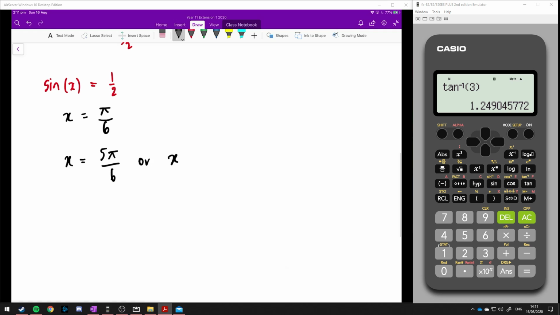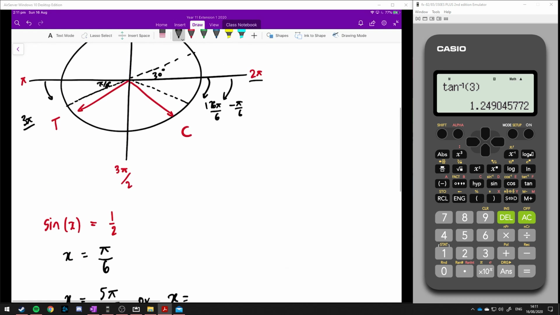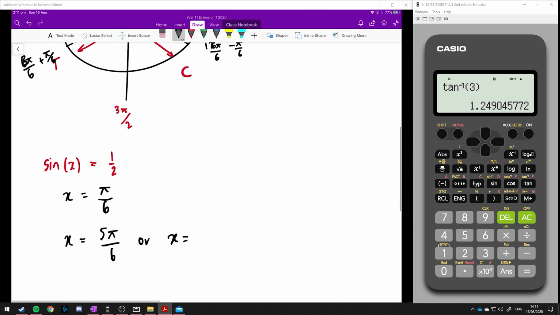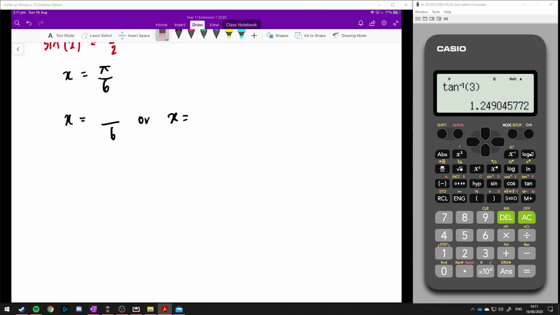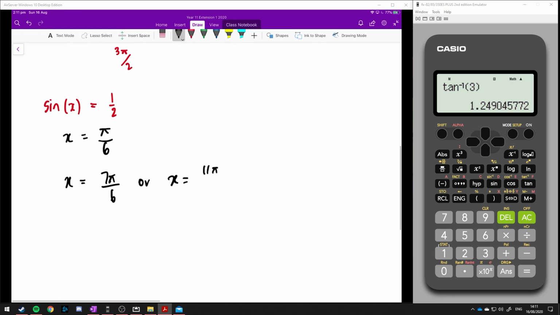Or x must be equal to, going from this one over here, pi plus pi on 6. So this should be 12 pi on 6, so this one's 6 pi on 6 over here, because that's the same as a pi, plus pi on 6. So that one's 7 pi on 6, sorry, not 5 pi. And then this one over here is 12 pi on 6, because 2 pi is equal to 12 pi on 6, minus just a single pi on 6, so that's 11 pi on 6.